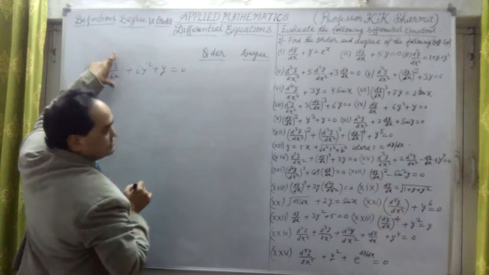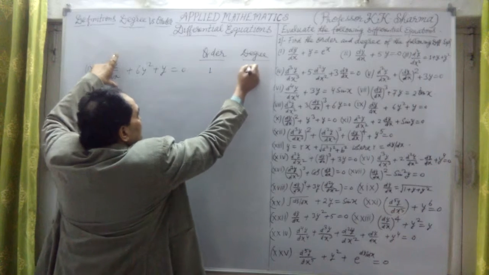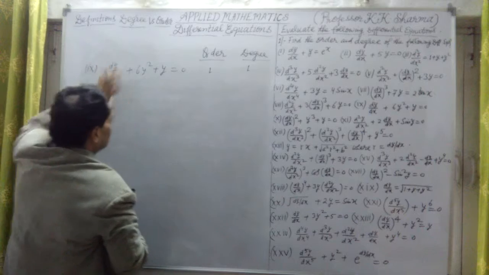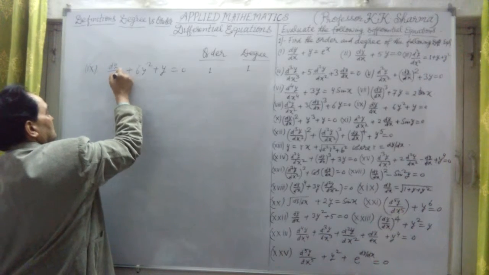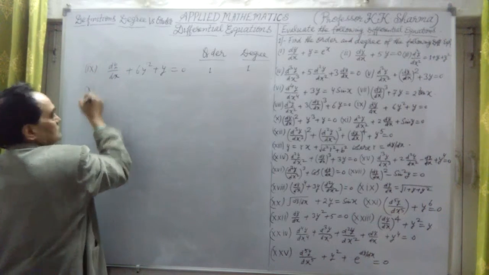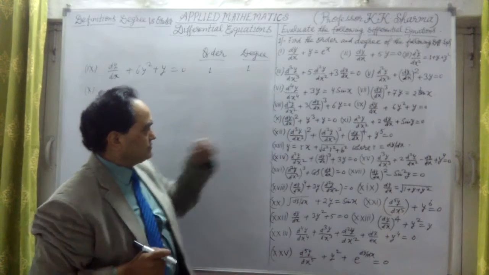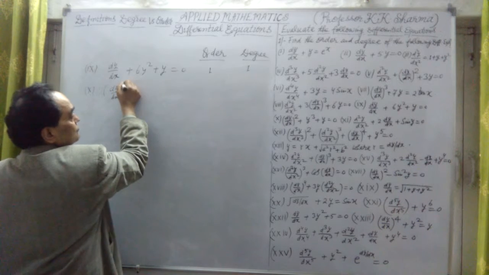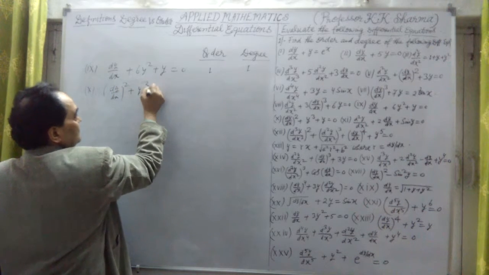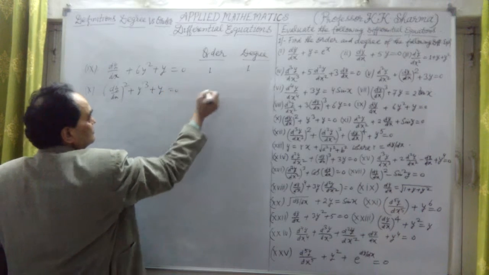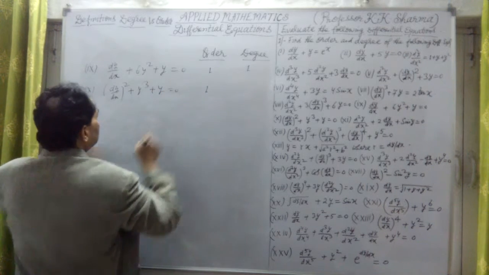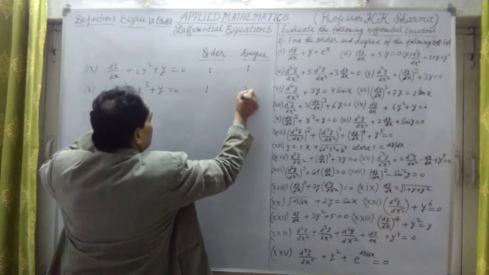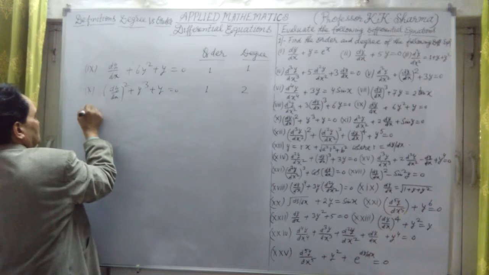What is the order of this? Order 1, degree 1. Simple, think about this derivative. This is a one order derivative. The power of this is known as degree. Now question number 10 is this: (dy by dx) whole square plus y cube plus y equal to 0. So order is 1 but degree is 2, because dy by dx is repeated 2 times. This is degree 2. Simple.